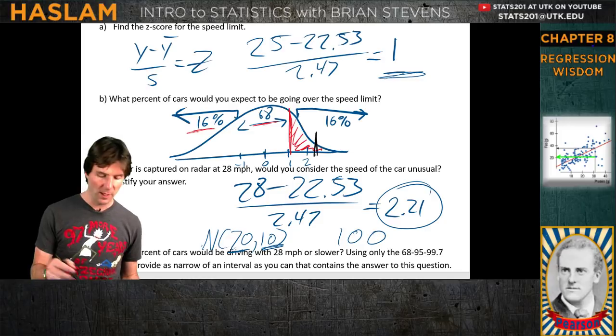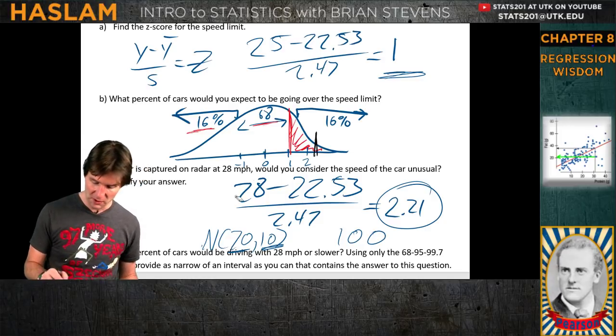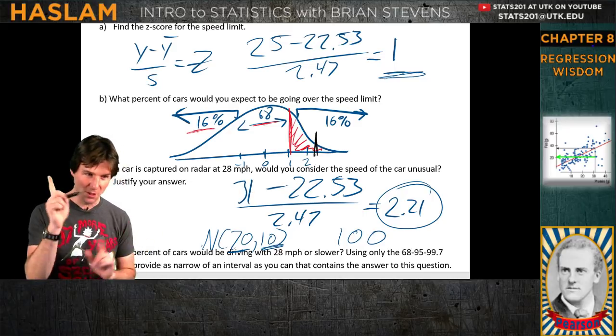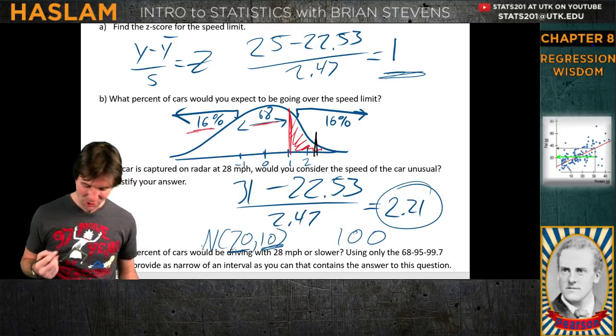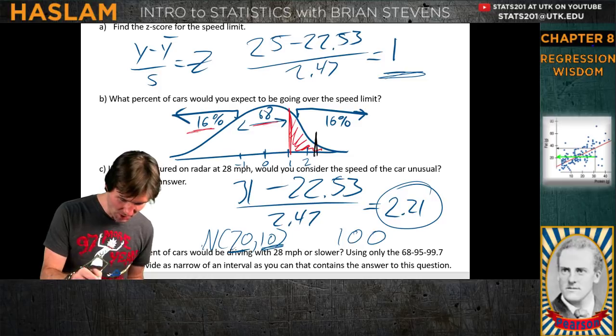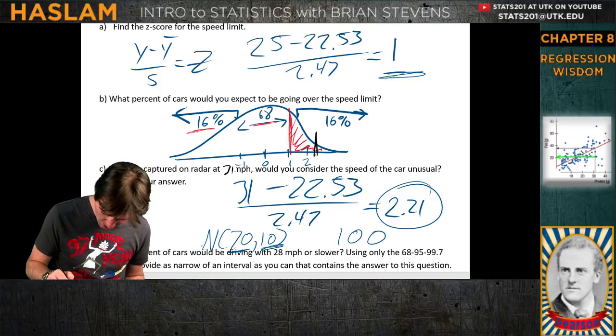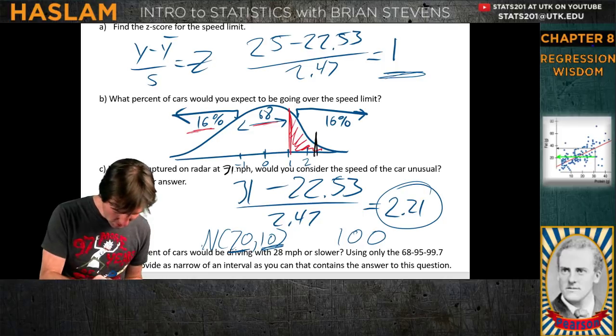Now, what I would do if I was writing this, we all have different preferences, is I would put this like 31 miles per hour, and now we're going to see that if this question had 31, this is going to be even more unusual.